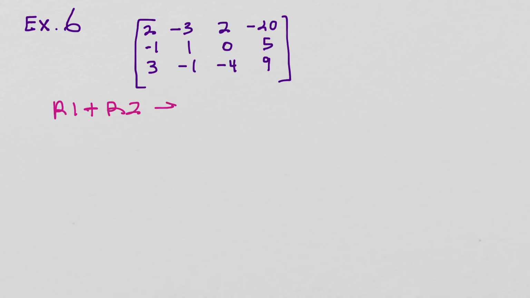And replacing the numbers on R1. So that'll give me 2 minus 1, so that's 1. -3 plus 1 is -2. 2 plus 0 is 2. -20 plus 5, that's -15. And then put the other 2 back on.